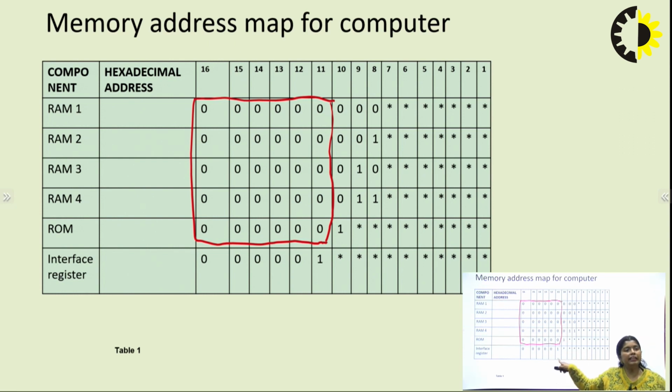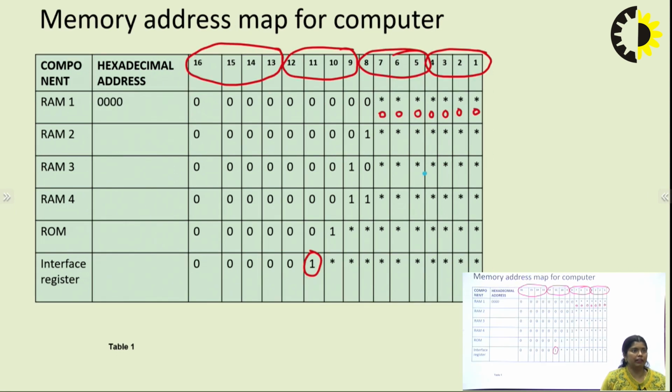And here is the interface register. If the 11th bit is 1, the data will be stored in the interface register, not in the RAM or ROM. The 11th bit decides that the data is going to the register, not to the RAM or ROM. So for RAM and ROM there is a 000 here, and for the interface register it is a 1.